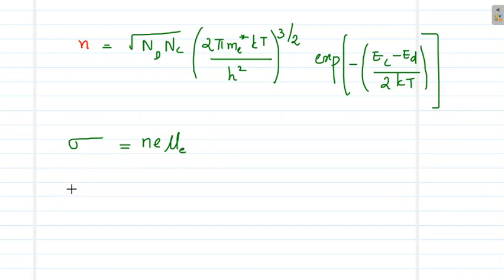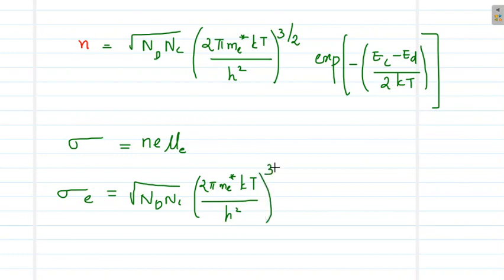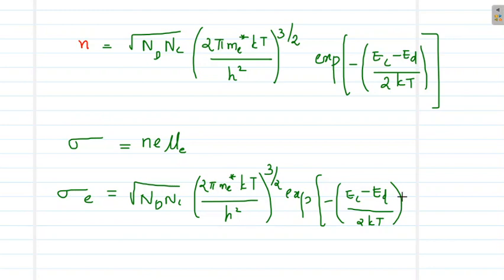So what will be the conductivity sigma_e? It will be the square root of ND into NC, into 2 pi me* kT by h square whole raised to 3 by 2, into exponential of minus (EC minus ED) by 2kT. So this is N multiplied by e into mu_e. What is the temperature dependence of this term? Here you can mainly see the temperature dependence in this exponential term. We know there is temperature dependence in the pre-exponential factors as well. Here it is T raised to 3 by 2. Mu_e is also temperature dependent.